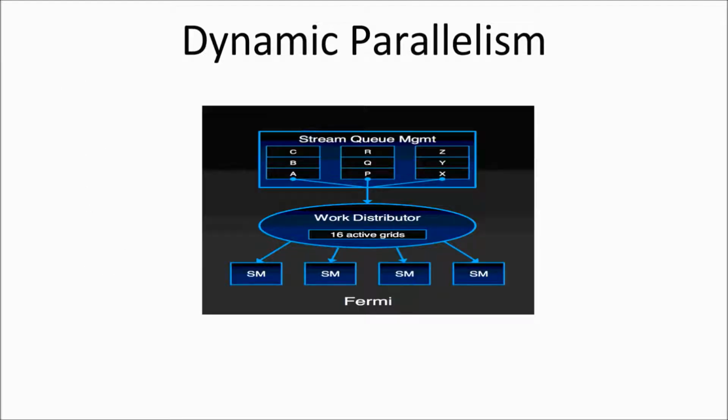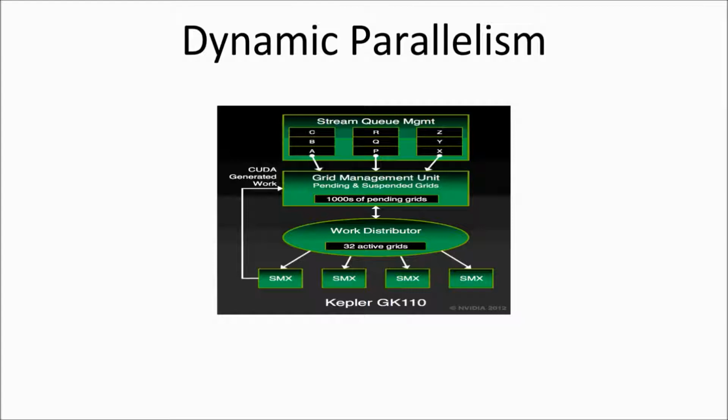Here is a picture of the Fermi workflow. As you may notice, since the Fermi architecture only allowed CPUs to launch kernels, the workflow is very unidirectional. It only flows from top to bottom. Here is another picture showing the Kepler workflow. And as you can see, there are two main sources of work generated, one from the CPU and one from the GPU. And the grid management unit basically acts as an aggregator and manager of those two different workflows.